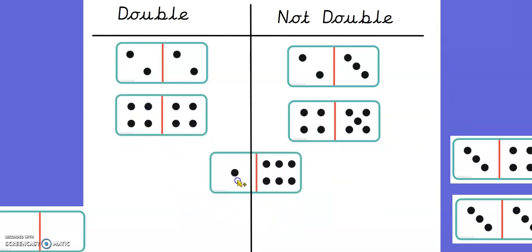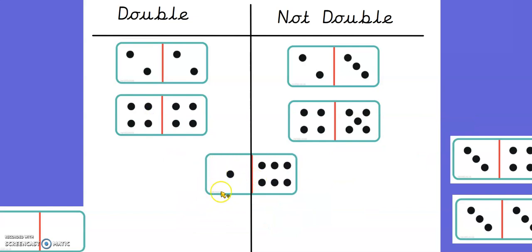Next one, let's have a look. This time we've got 1 on this side. And how many on this side? 1, 2, 3, 4, 5, 6. 1 on this side, 6 on this side. Where are we going to put it? Is it a double or not a double?